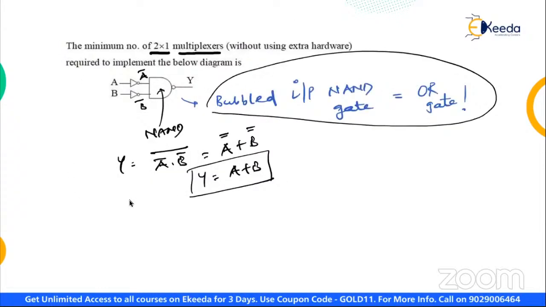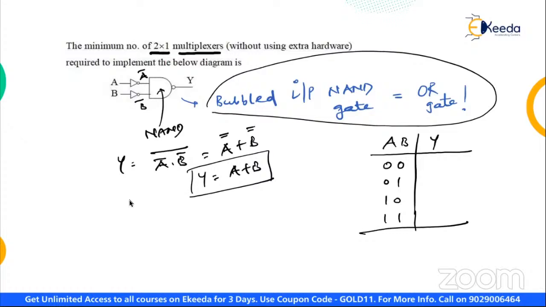Okay, the next question has come by default. It's very easy. Kirti, please pay attention. Suppose we want an OR gate. First of all, you prepare a truth table for it, for the combinations 0,0, 0,1, 1,0, and 1,1. For 0,0, you get 0. For 0,1, you get 1. For 1,0, you get 1. For 1,1 also, you get 1. This is the truth table of the OR gate, guys.